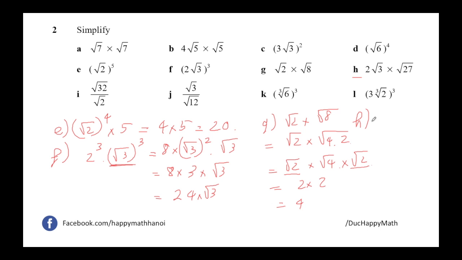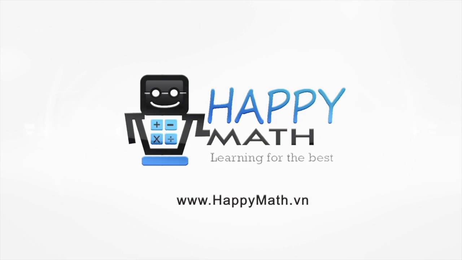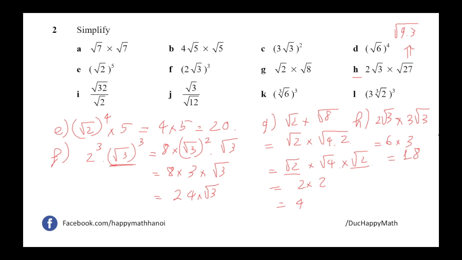Question 8, you will get here 2 square root of 3 times 3 square root of 3. Okay, because the square root of 27 equals the square root of 9 times 3. So 2 times 3 is 6. The square root of 3 times the square root of 3 is 3. So this one will be 18. You can work by yourself with the question I, J, K, and L.